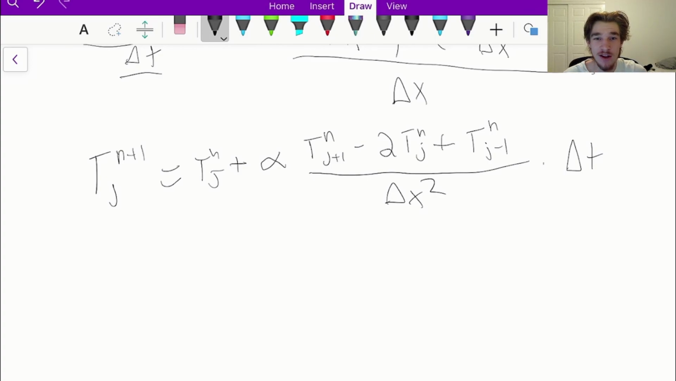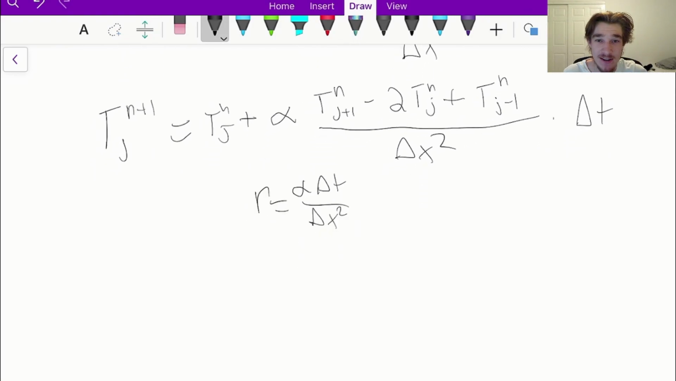Alright, now we're going to add a variable to make this equation look a lot simpler, and this is going to be r. And r is equal to thermal diffusivity times delta t over delta x squared. And we will be using this value of r in our code. That is why I'm explaining it now. And we will be coding here in just a moment.